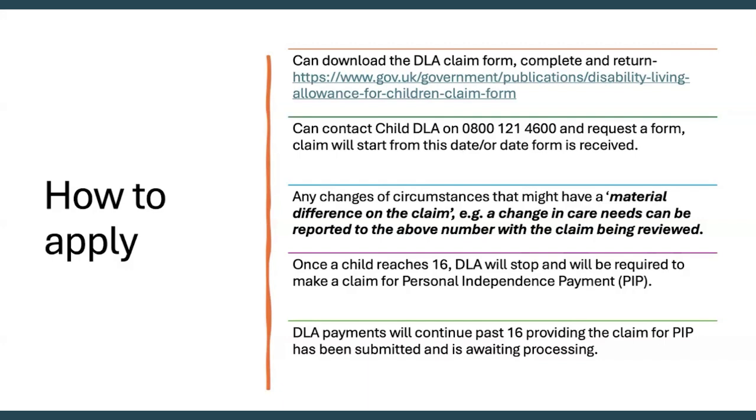And under current regulations, once a child reaches 16, DLA will stop and they will be required to make a claim for personal independence payment in England, Northern Ireland and Wales, and adult disability payments in Scotland. And even once that happens, DLA payment would continue to run whilst the claim for PIP is being assessed. So providing that the claim is made within the allocated time frame, the DLA will continue until that PIP claim is assessed.